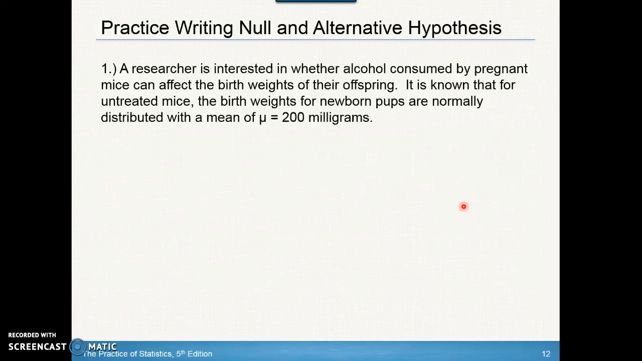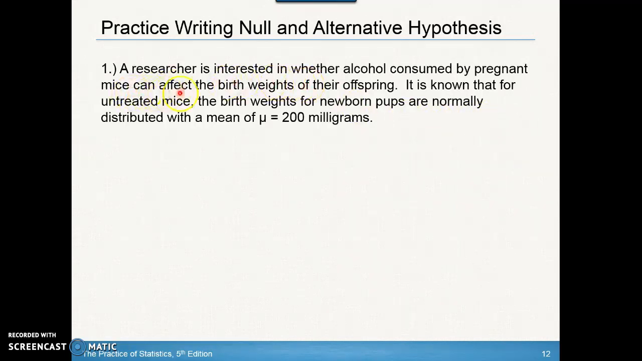A researcher is interested in whether alcohol consumed by pregnant mice can affect the birth weights of their offspring. It's known that for untreated mice, the birth weights of newborn pups are normally distributed with a mean of 200 milligrams, okay? So we want to read this very carefully.